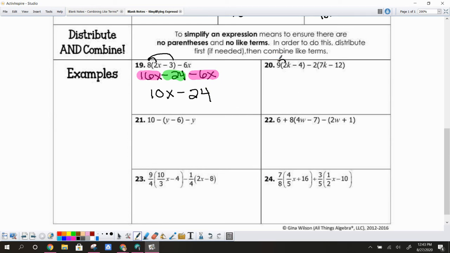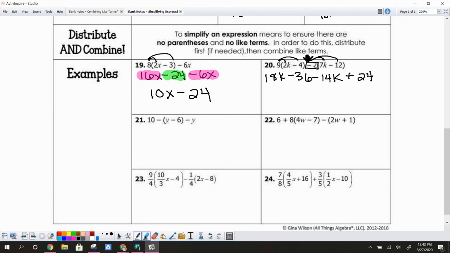Same idea for 20. Distribute. We'll focus on the first one first. 9 times 2 is 18. 9 times negative 4 is minus 36. Now, when you're focusing on the second one, this is a negative 2, so make sure you are not forgetting that sign in the front. The biggest issue with these types of problems is people forget that sign in front. Do not forget about that sign. This is a negative 2 times 7, which is a negative 14, okay? And then a negative 2 times a negative 12, which is a positive 24.